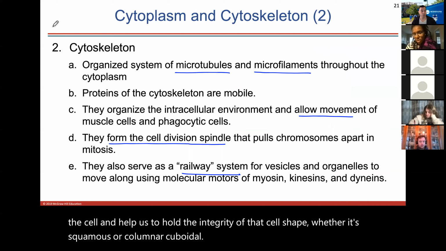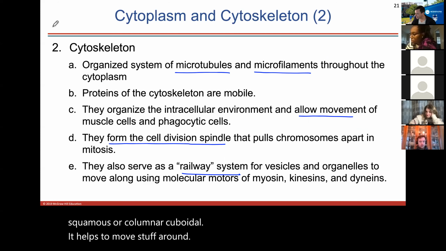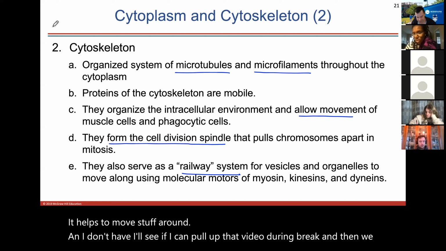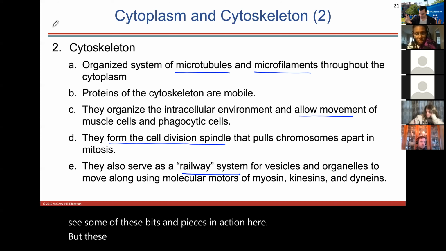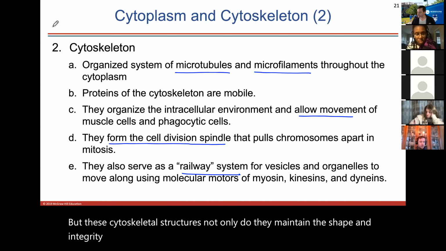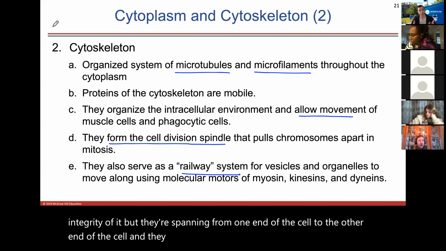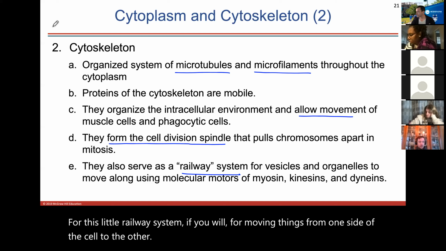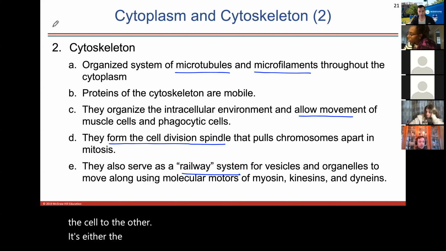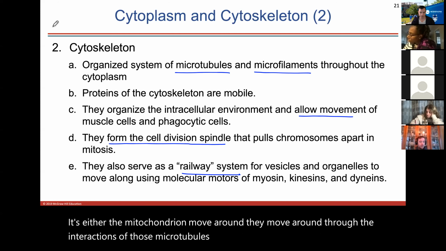It helps to move stuff around. I'll see if I can pull up that video during break and we can see some of these bits and pieces in action here. But these cytoskeletal structures, not only do they maintain the shape and integrity of it, but they are spanning from one end of the cell to the other end of the cell. And they allow for this little railway system, if you will, for moving things from one side of the cell to the other. It's how the mitochondria move around. They move around through the interactions of those microtubules with one another, okay?